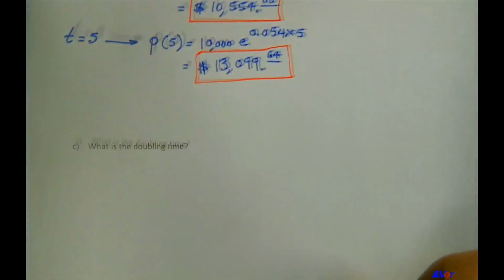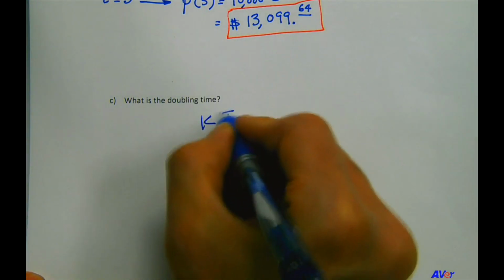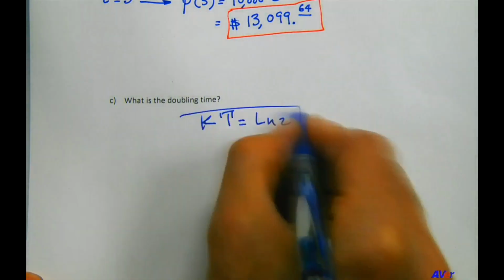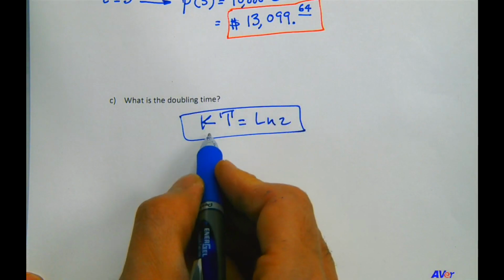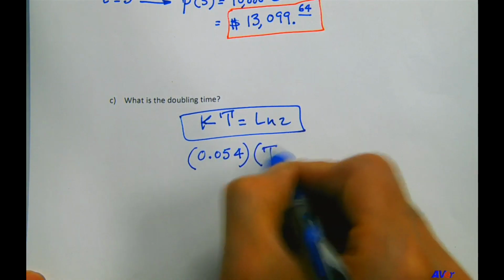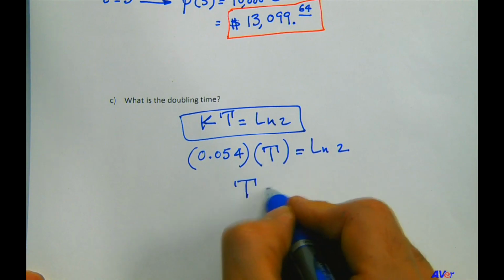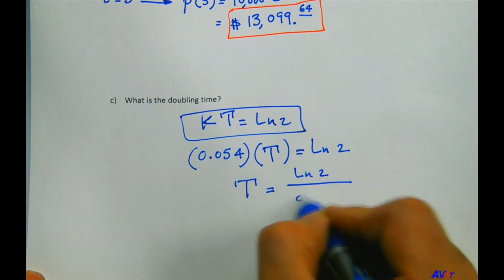Okay. So then they tell us, what is the doubling time? Right? Do you know how to go about answering that? If not, pause the video, think about it. It'll take us a couple of minutes to answer this one. Because we know that the doubling time and the growth rate are connected using this formula. We know K is 0.054, times T equals natural log of 2. So T, which is the doubling time, equals natural log of 2 divided by 0.054.